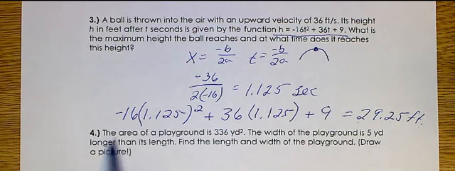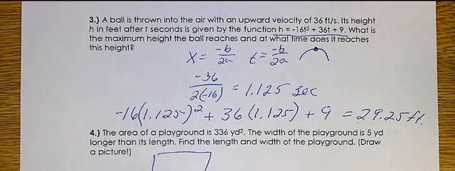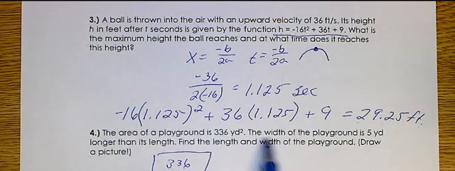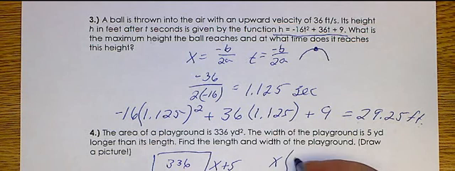Number 4, the area of a playground is 336 yards. The width of the playground is 5 yards longer than the length. So if the length is your x, the width is x plus 5. How do you find the area of a rectangle? You multiply these two together. So we have x times x plus 5.